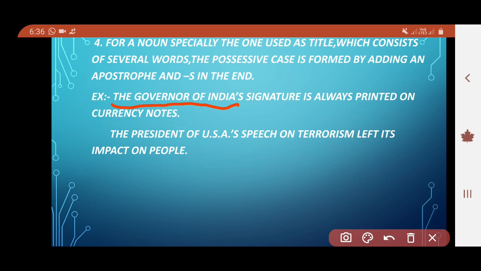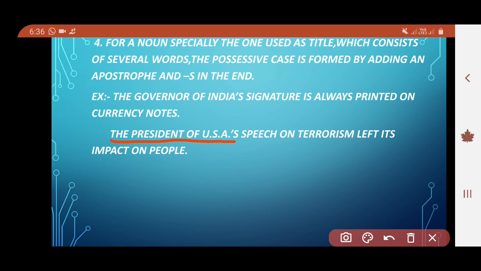So in this case, what can we do to make it a possessive case? The possessive case can be formed by putting an apostrophe mark and then s, and now it is becoming a possessive form. Okay, now let's take the second example. The President of USA. We write in this way, yes or no? The President of USA's speech on terrorism left its impact on people.